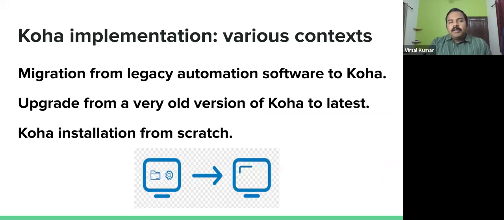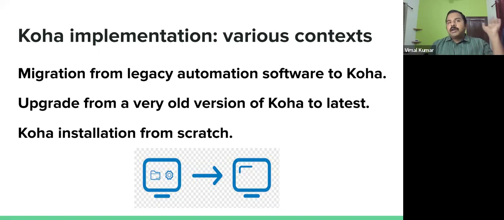What are the various implementation contexts for Koha? What are the various contexts? One is, suppose a library has no software, we can install from scratch. We can install it and use it. Suppose your library is using a very old version of Koha, and it may be difficult to upgrade to the latest version. We have to install the latest version on a PC and restore the database into the newly installed Koha. That's the second option. Upgrade from a very old version of Koha to the latest.